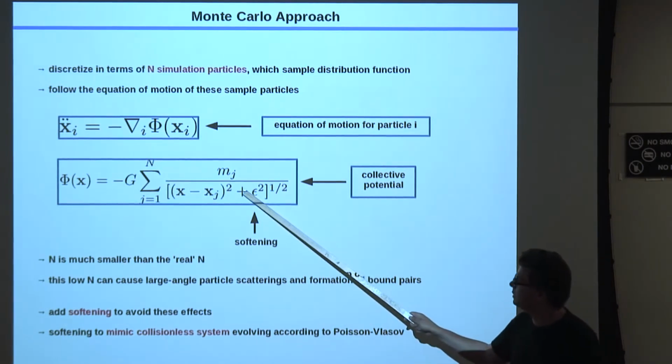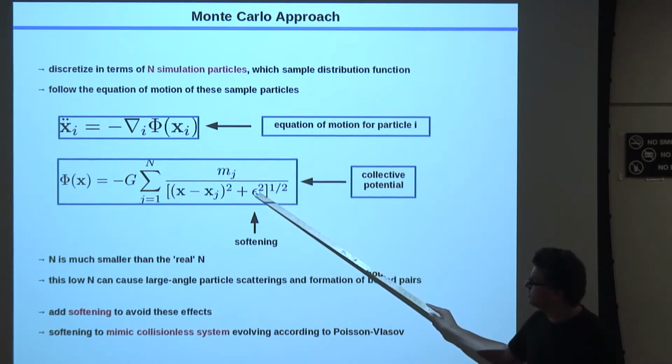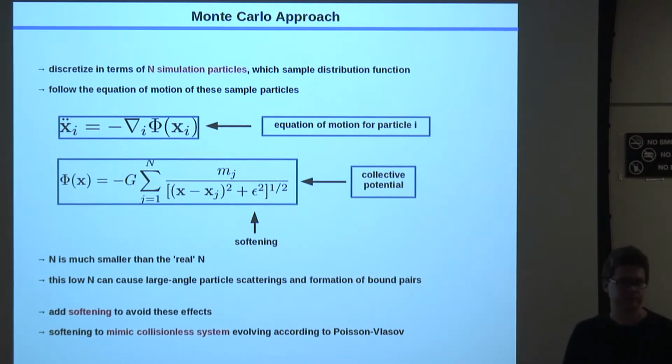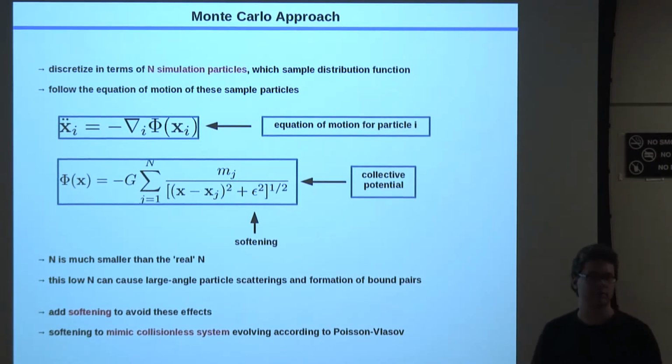Because if we do not soften the pairwise interaction here, then we get these large angle particle scatterings, and we don't mimic the collisionless system. So this epsilon is always required to mimic the collisionless system, because the underlying physics is the Vlasov equation, and this is the collisionless Boltzmann equation. So it has to be modeled as a collisionless fluid, and the only way to do this is by introducing this softening scale. And we discussed this already yesterday when we remembered this table for the simulations where there were these different epsilon values. So this is exactly that epsilon value that was always quoted in the table.